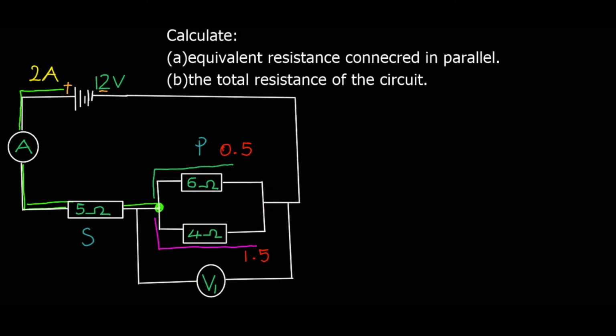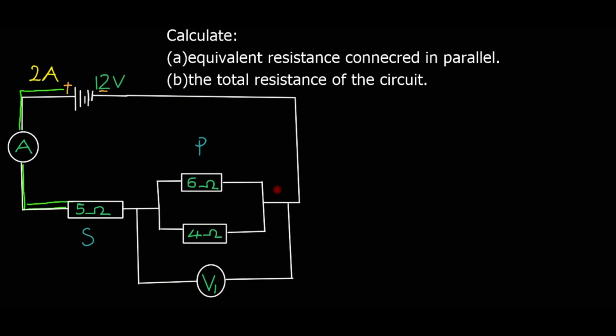This current of the 6 ohm resistor goes and reaches this point, and this one reaches this point. They meet again. 1.5 plus 0.5 gives 2 amperes again. So they continue as the total. So whatever the resistor, let's say we have a resistor here, this resistor will use the total current, because it will be in series.